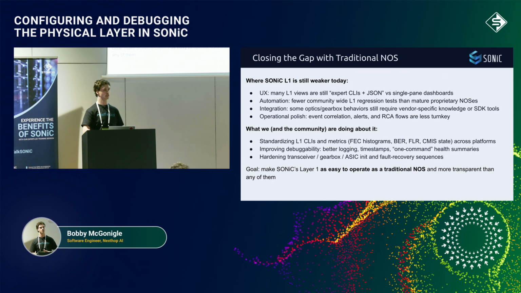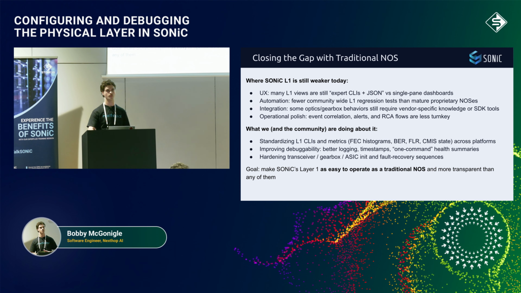And in terms of closing the gaps with traditional network operating systems, there are obviously some areas where SONiC is still weaker today. Many of the CLIs are expert CLIs where you really need to know what you're looking for, and there are no single pane dashboards or easy ways for someone not very familiar with L1 to take a look and figure out what's going on. Again, the community test that I talked about before is another area. And again, general operational polish, so event correlation, alerts, RCA flows are a little less turnkey.